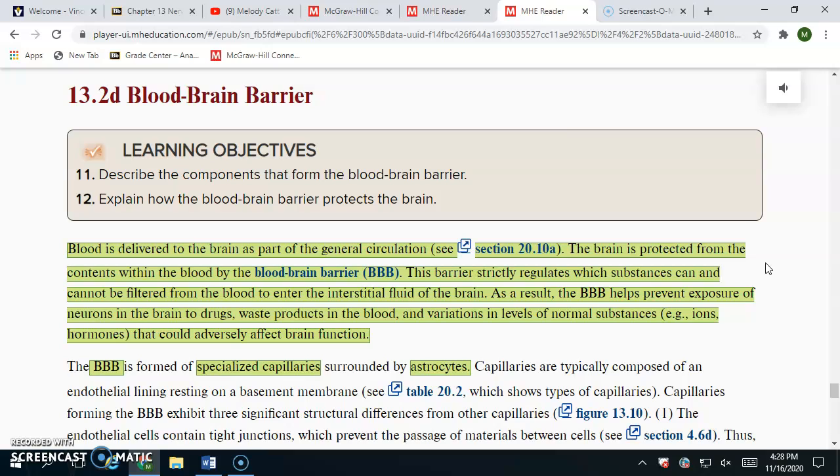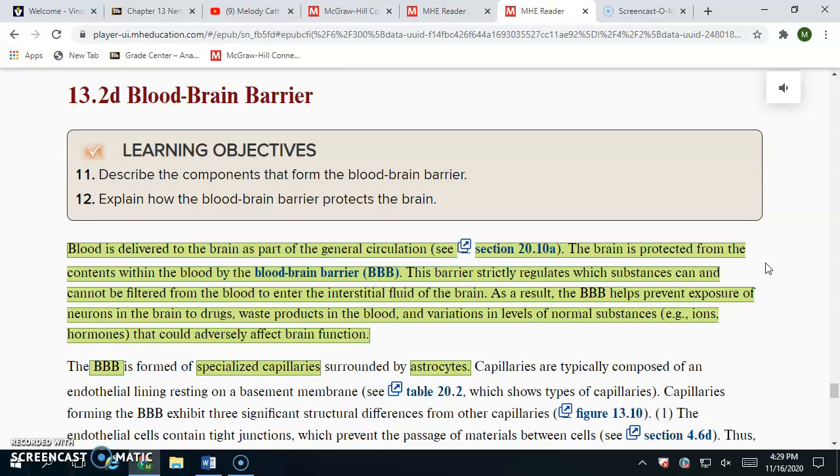So the body needs to have a little bit more control on what components of the blood can actually make it to the neurons and into that nervous tissue. So what was created was this blood-brain barrier, to keep things out of the nervous tissue that could excite those neurons and cause them to send signals when we don't want them to, and could damage them too. So that's what the blood-brain barrier is doing: protecting the brain from contents in the blood that could cause them to be damaged or to be excited when we don't want them to be.